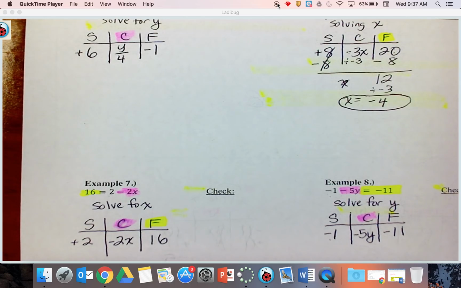When you get finished with those, I have a worksheet that you can work on by practicing and setting up these problems for you. Okay?